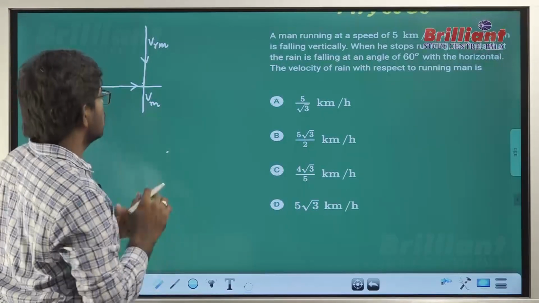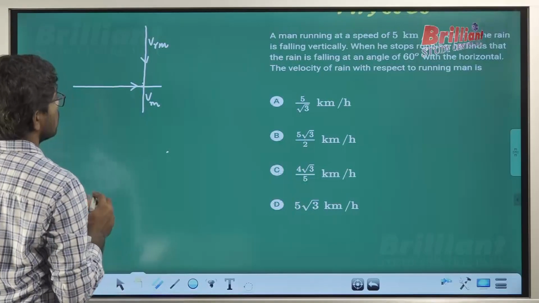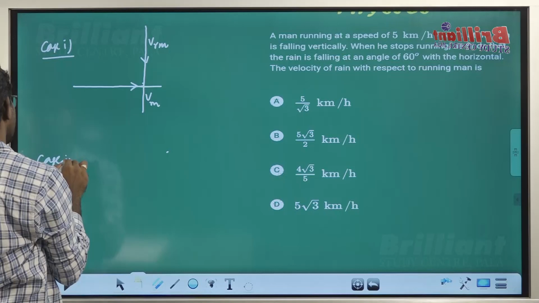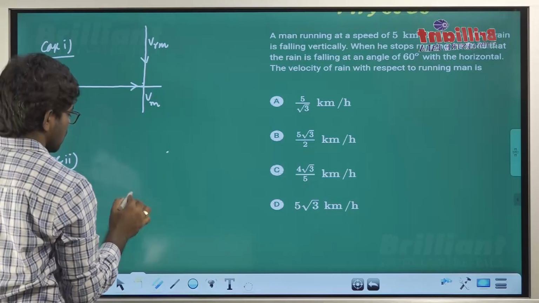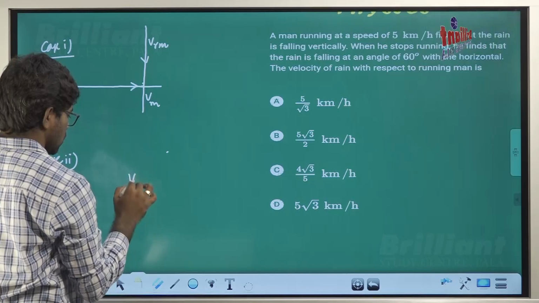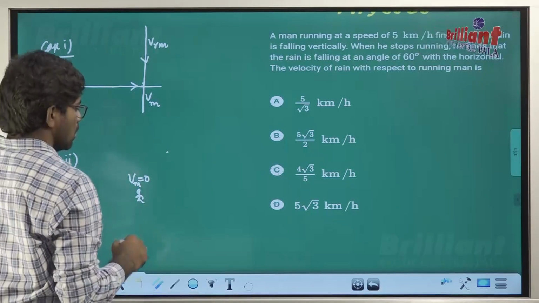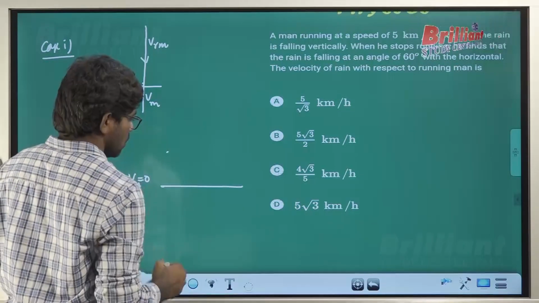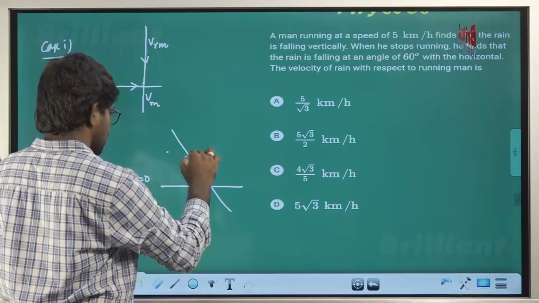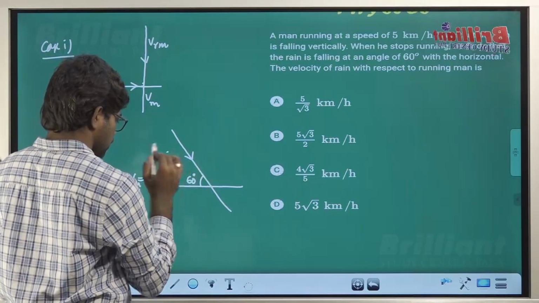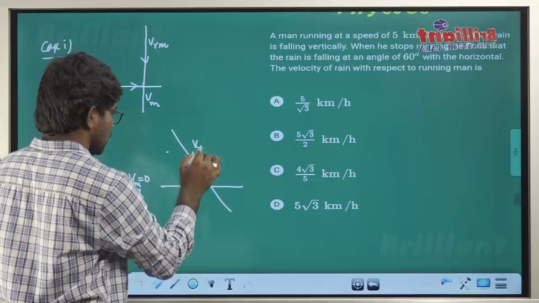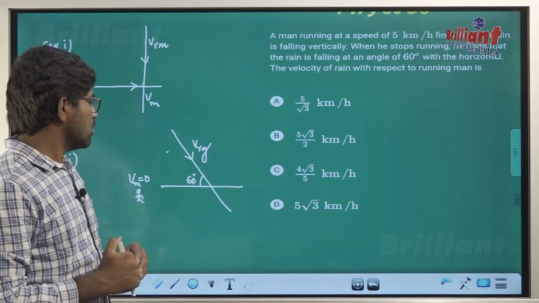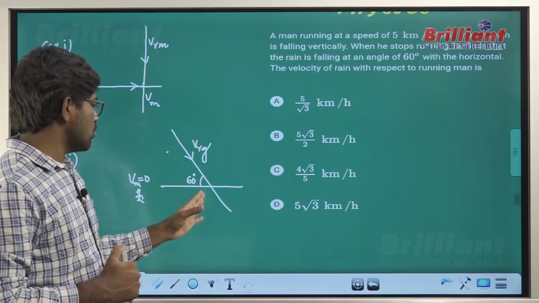Now, this is case 1. In case 2, the man is at rest, and the rain is falling at an angle of 60 degrees with the horizontal. So the velocity of rain now is with respect to ground. Rain is falling at an angle of 60 degrees with the horizontal here.